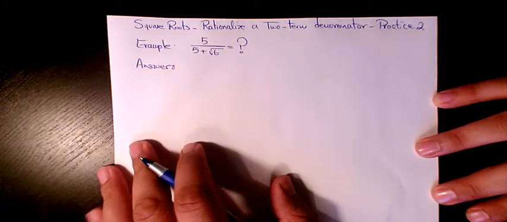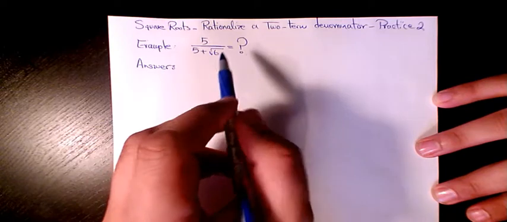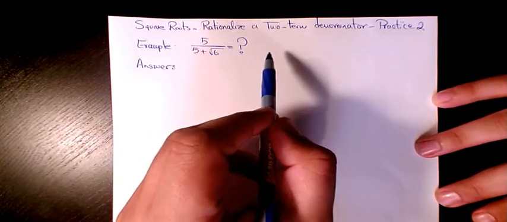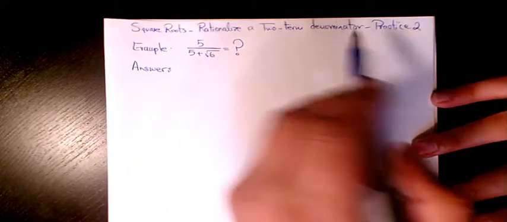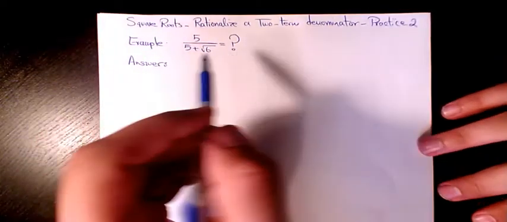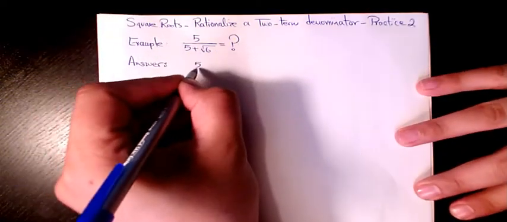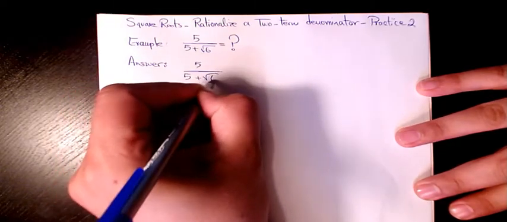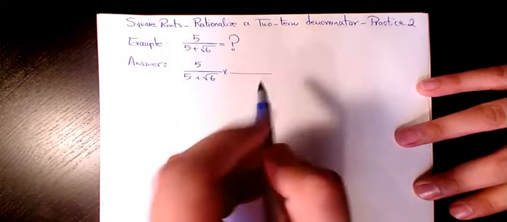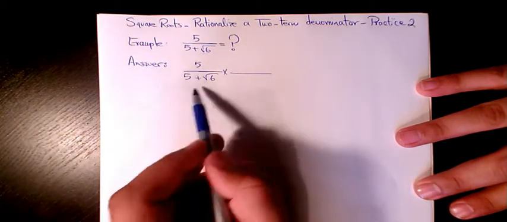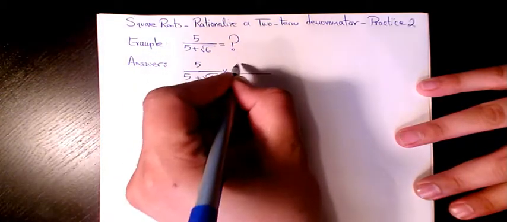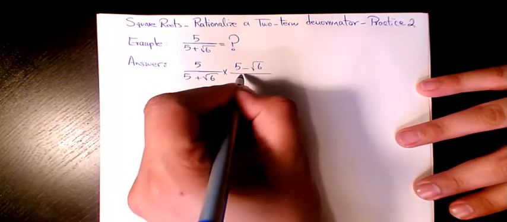Welcome to my channel. In this video I want to show you some examples regarding rationalizing a two-term denominator. This is practice number 2, and the first example I want to show you is 5 over 5 plus root 6. So it's going to be 5 over 5 plus root 6, and then we need to multiply the numerator and denominator by the conjugate of the denominator, which is going to be 5 minus root 6.